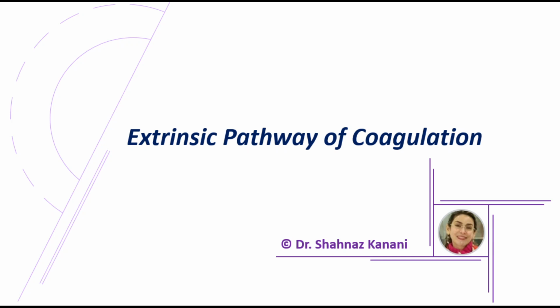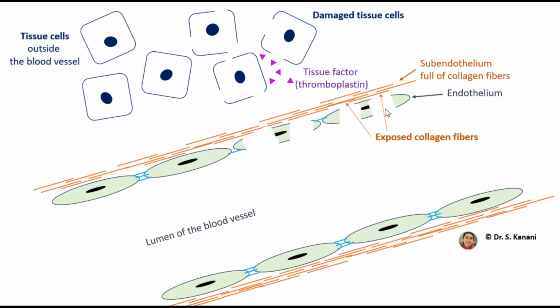Extrinsic pathway of coagulation is a pathway that within a few seconds gives us the product that we're looking for. That product would be a very important enzyme named prothrombinase. And since we say extrinsic pathway, it simply means that the stimulus that starts this pathway comes from the outside of the blood vessel.